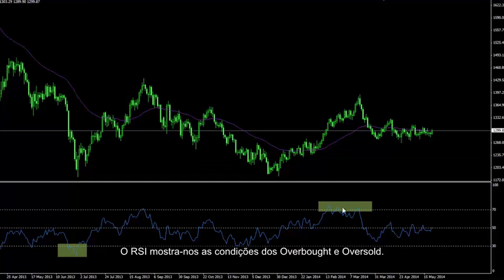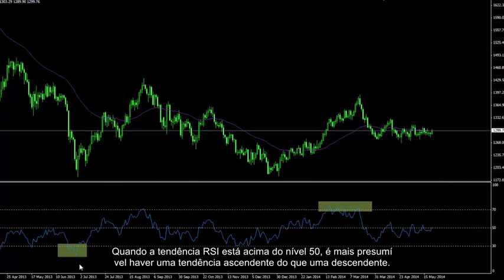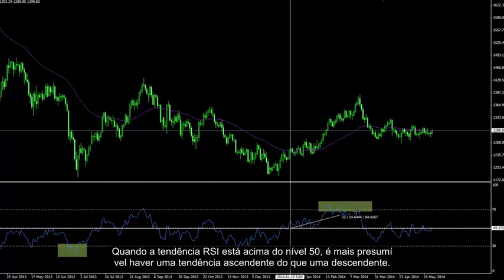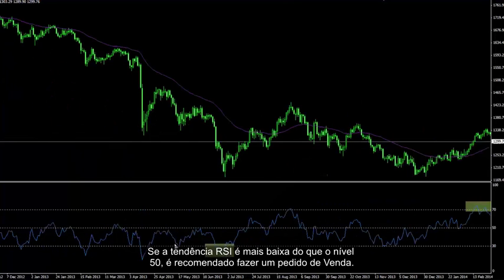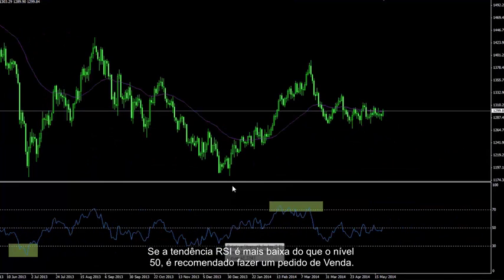RSI shows us overbought and oversold conditions. When RSI trend is over the level 50, an uptrend is more presumptive rather than a downtrend. If RSI trend is lower than level 50, it is recommended to place a sell order.